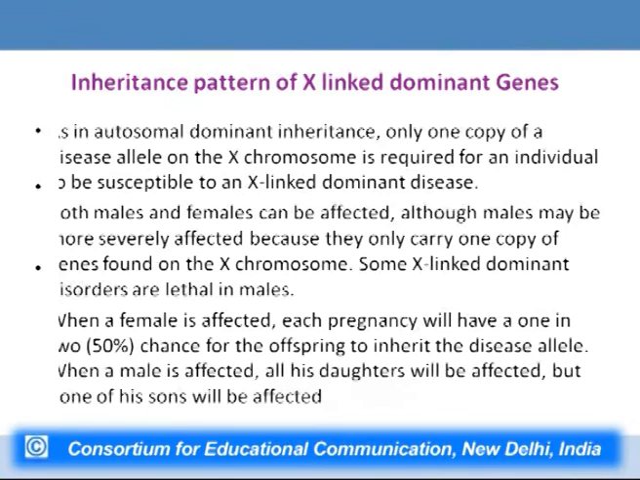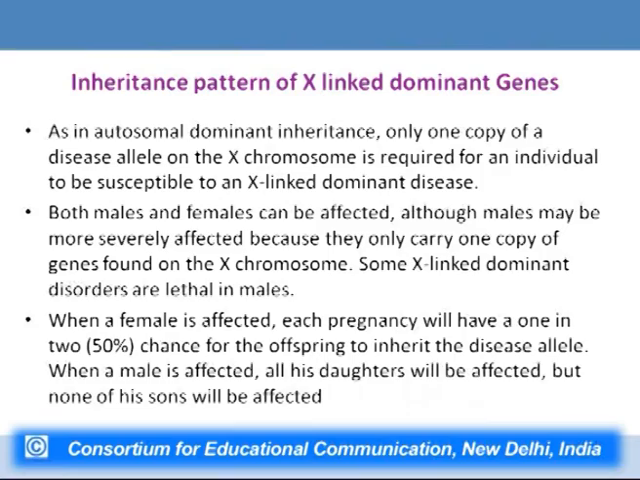The inheritance pattern of X-linked dominant genes shows that only one copy of the disease allele on the X chromosome is required for an individual to be susceptible. Both males and females can be affected, though males are more severely affected because they carry only one copy of the genes. Some X-linked dominant disorders are lethal in males. When a female is affected, each pregnancy will have a 1 in 2 chance for the offspring to inherit the diseased allele. When a male is affected, all his daughters will be affected, but none of his sons will be affected.